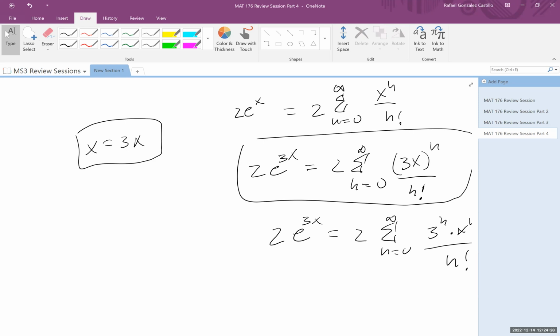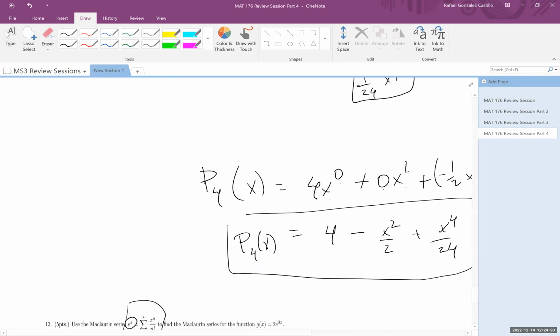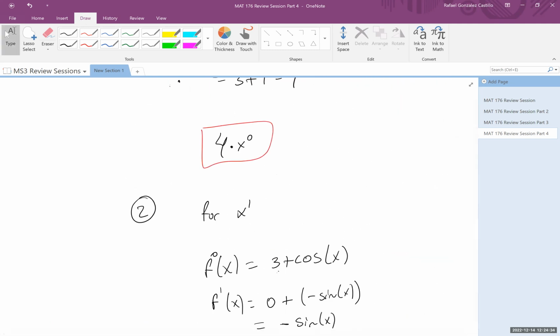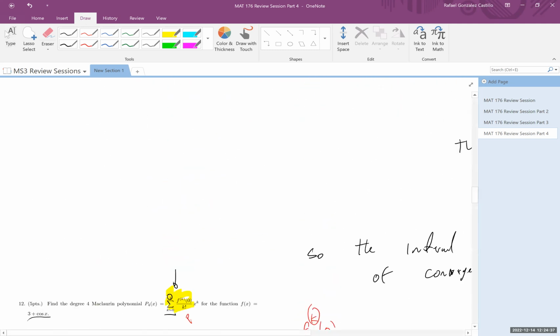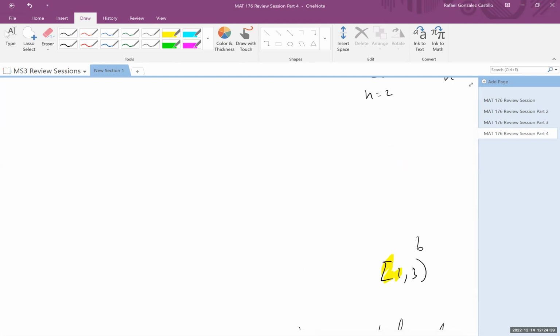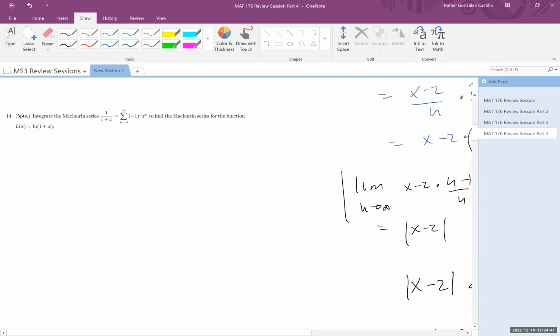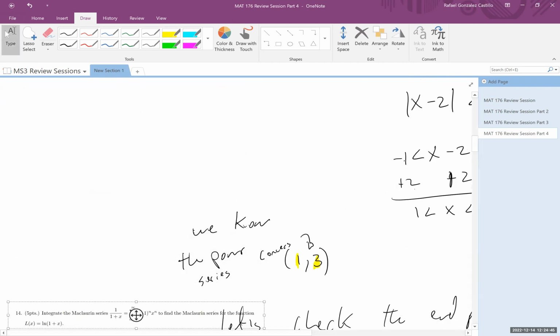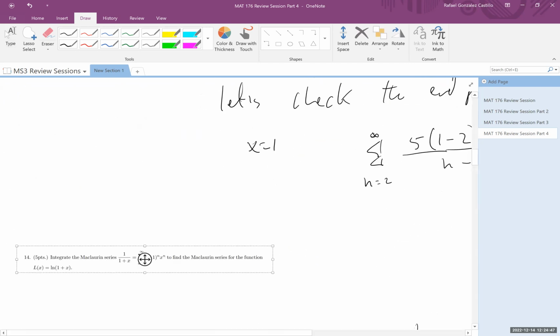All right, seeing none, I will do the last problem that we have cooked up for today. That's problem number 14. And that is another really nice problem that you could get, in which we have to use integration on a Maclaurin series.